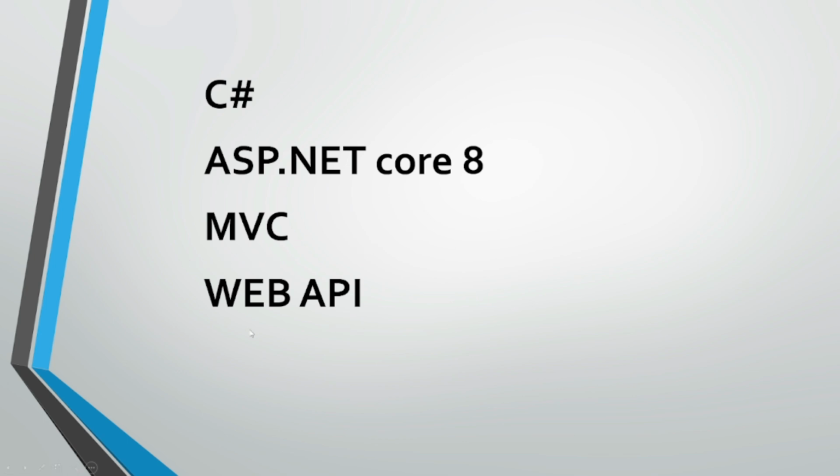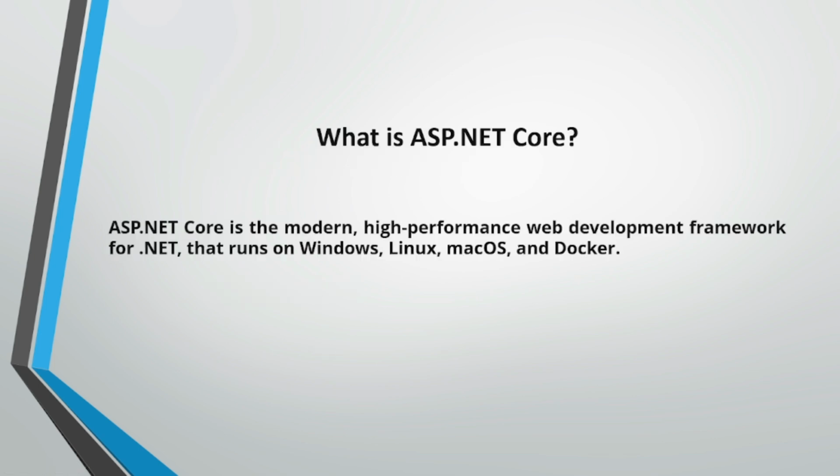Let's see what is ASP.NET Core. ASP.NET Core is the modern high-performance web development framework for .NET that runs on Windows, Linux, Mac OS and Docker. ASP.NET Core is a modern framework used for building web applications. It's a high performance web development framework and it's cross-platform. It runs on Windows, Linux and Mac OS and Docker also. So let's talk more about ASP.NET Core.